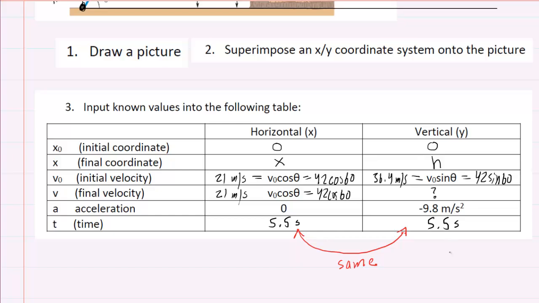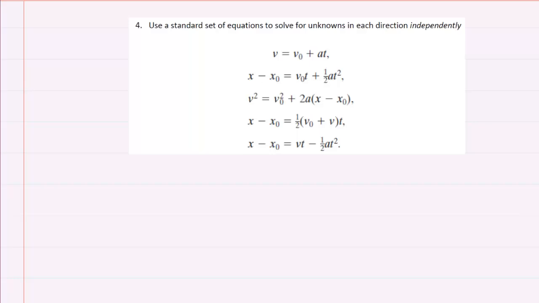So that would complete the third step of any projectile motion question, which is filling in the known values into this table. We will move now on to step number 4. In step 4, we will use a standard set of equations to solve for unknowns in both the horizontal and vertical directions independently of one another. It's important to understand that in any projectile motion question, we can treat the horizontal and the vertical directions as independent of one another. So we will apply these equations twice, essentially. Once for the horizontal and then once again for the vertical.